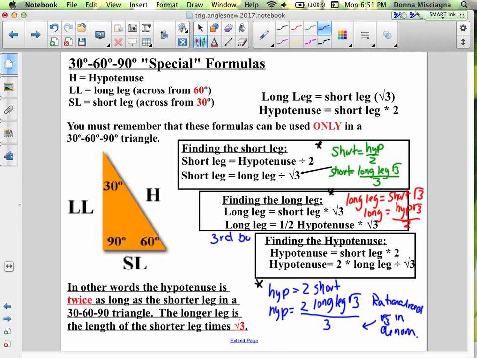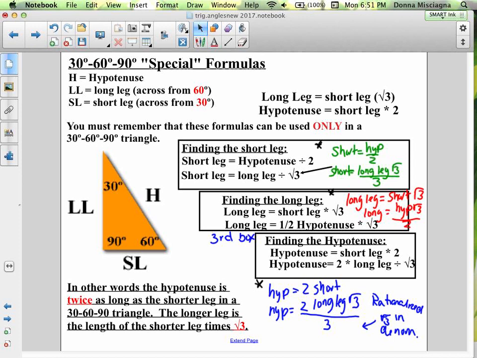All right, hypotenuse is short leg times 2. Now, you can write in the other one as well. I would, but I don't like that one quite as much. And actually, let's write it rationalized. So the hypotenuse is equal to 2 times the long leg divided by the square root of 3. Let's write that a little nicer there.